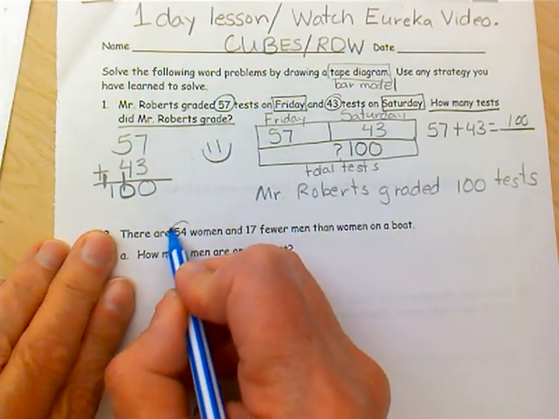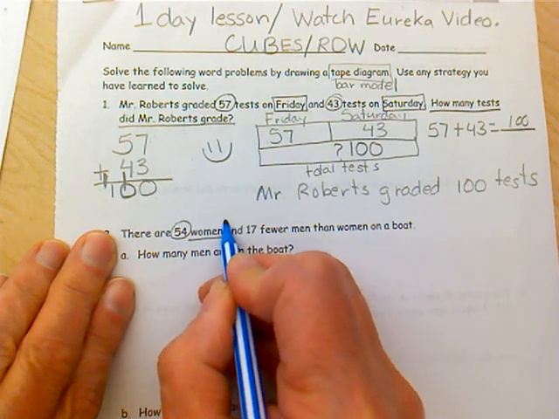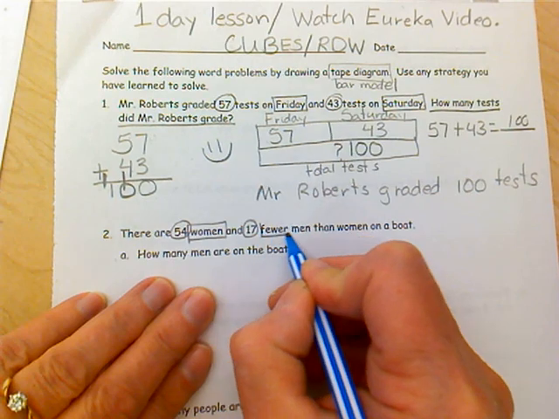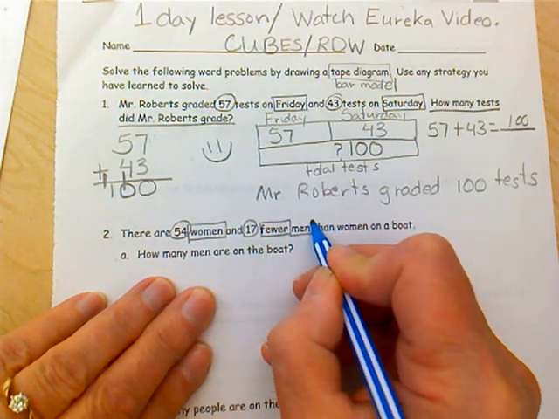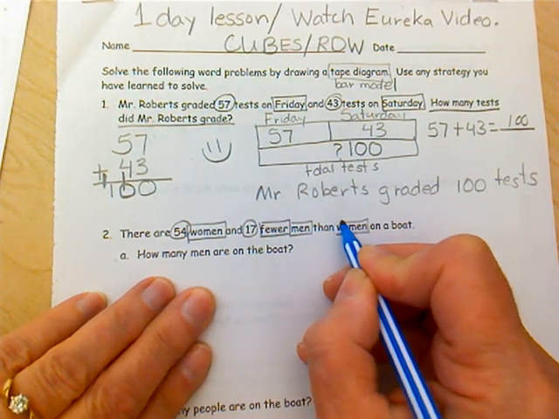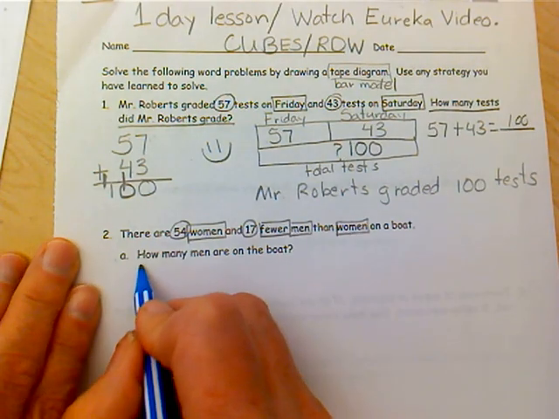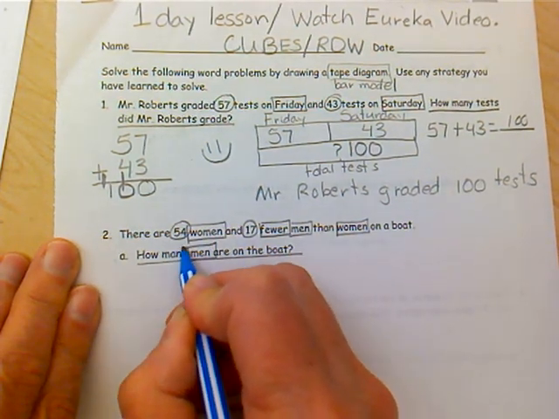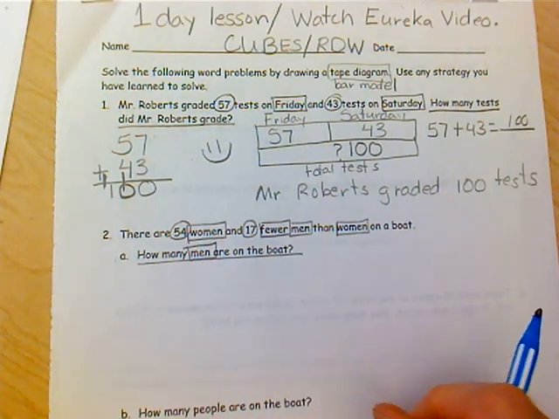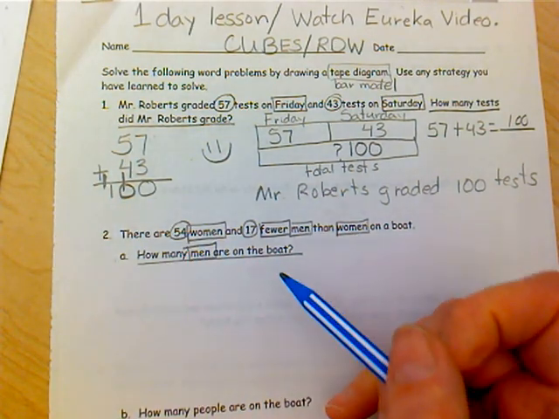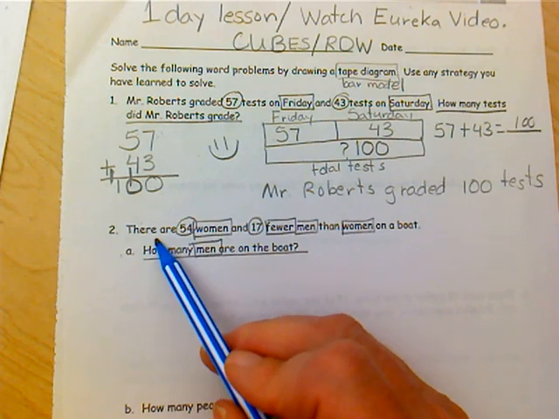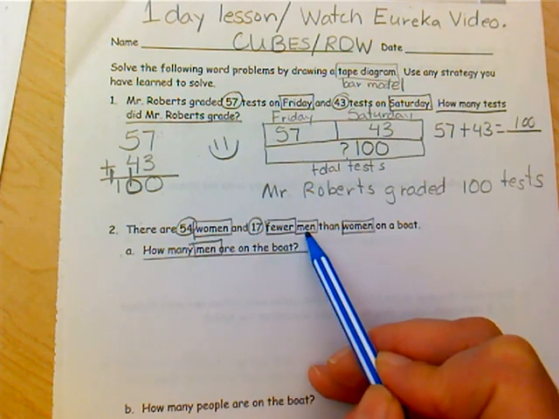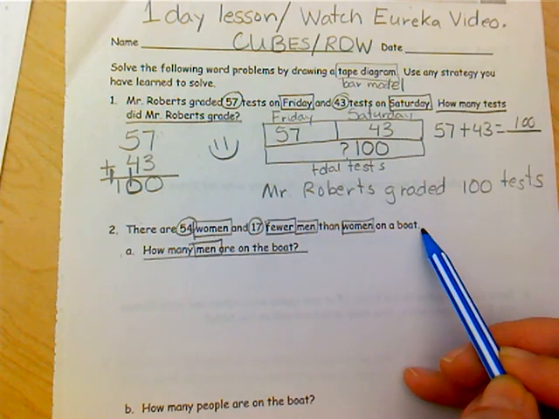There were 54 women and 17 fewer men than women on the boat. I need to find out how many men were on the boat. I'm going to read that one more time just to clarify in my head what I think I'm going to be doing. There were 54 women and 17 fewer men than women on the boat.